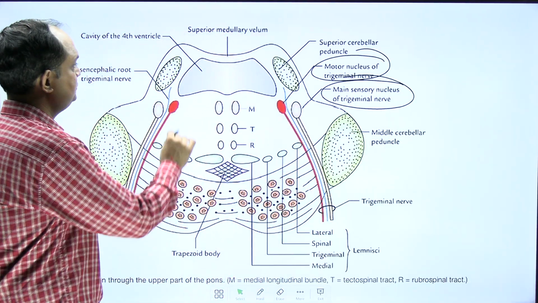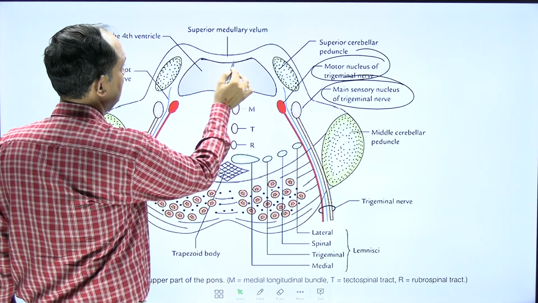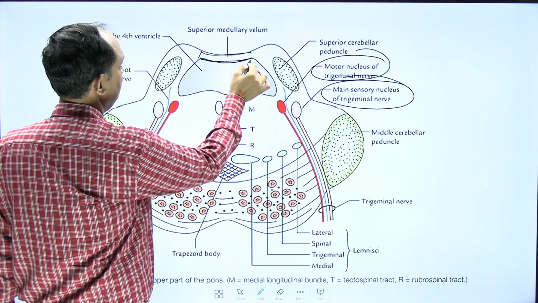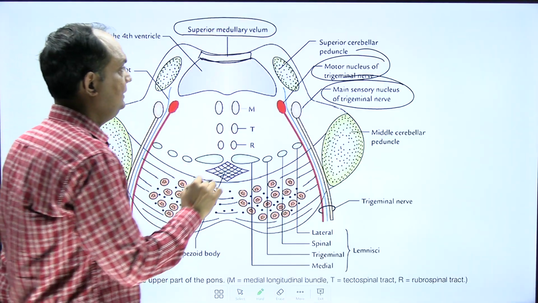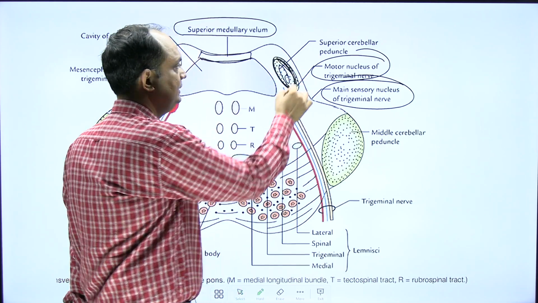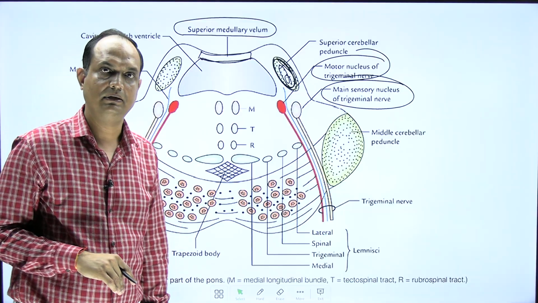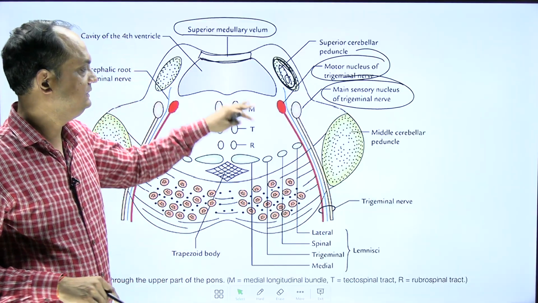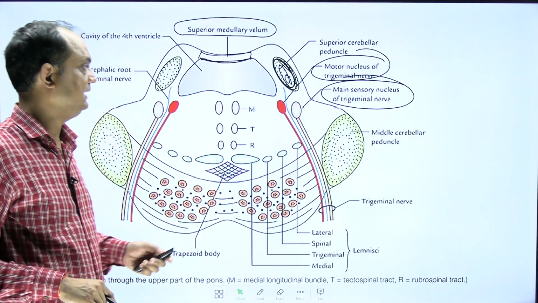Clear? The posterior part, the floor of the fourth ventricle, is not much larger, and it is closed by an area known as the superior medullary velum. And here you have to draw the superior cerebellar peduncle, while in the lower part we have drawn the inferior cerebellar peduncle. Facial colliculus is not seen. The base or the basilar part is similar in both the sections.